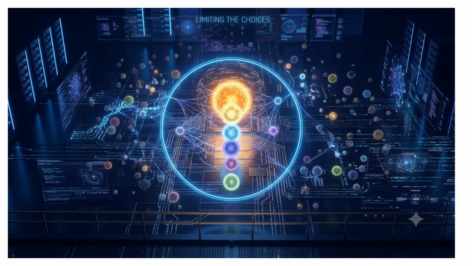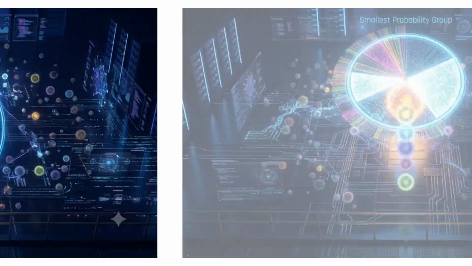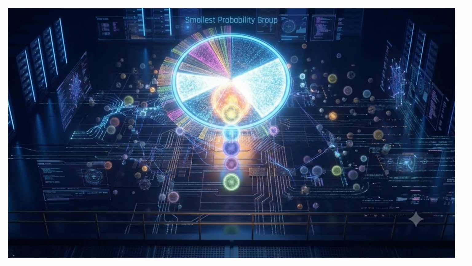Instead of considering every possible word, the AI keeps only the most probable ones. Once the selected words reach the Top P threshold, the remaining words are ignored. This makes the response more focused while still allowing some variation. This method is called Nucleus Sampling.